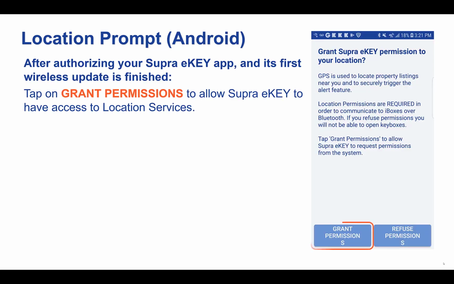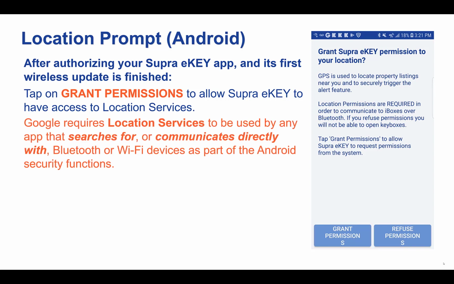For Android users, instead you will see a prompt regarding location services. This comes up after you've authorized your app and synced for the first time. You have the option to grant permissions or to refuse permissions. You do want to grant permissions to be able to open up key boxes. This is similar to the Bluetooth prompt on the iPhones.